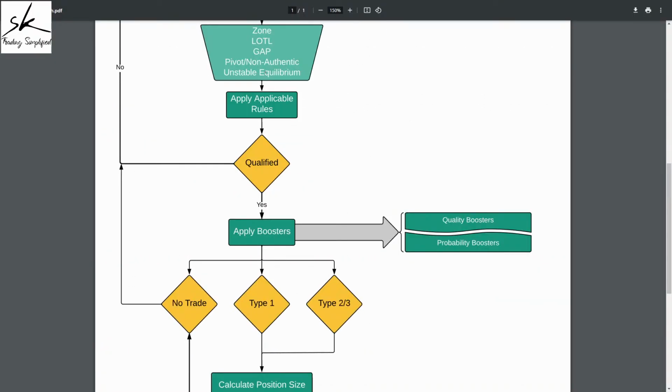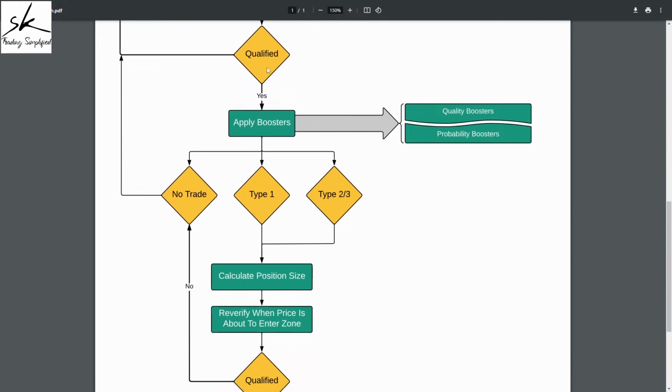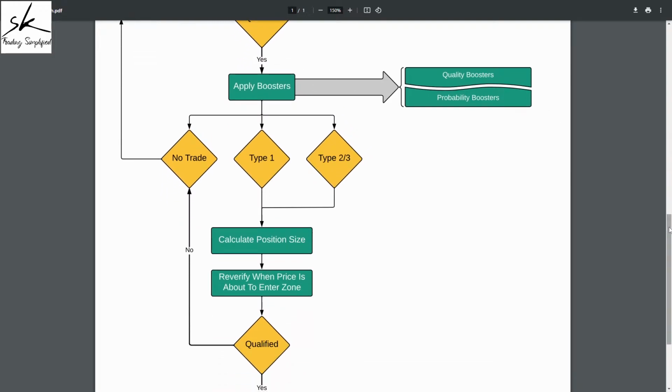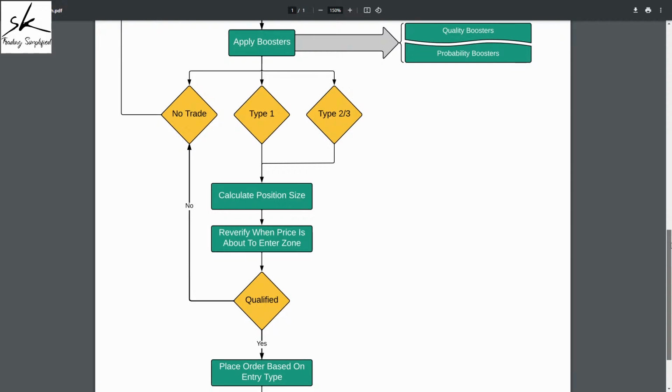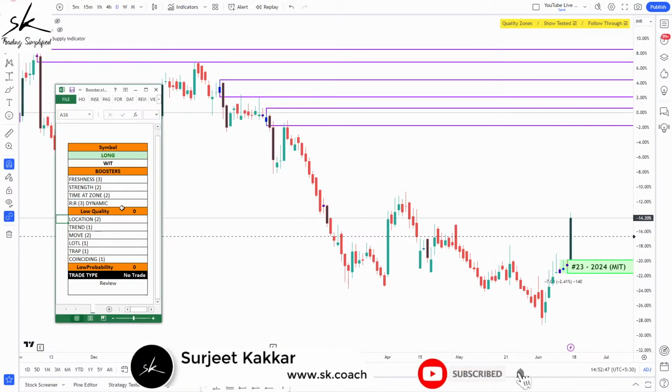So in such a scenario, even if I apply the gap rules, this will be a pro gap for us, and it is an open gap. It is on the daily time frame. Those are the conditions we look for. Pivot non-authenticity not applicable, and unstable equilibrium again not applicable. So after applying all the applicable rules, the fact is only gap was applicable, nothing else was applicable, and none of these conditions disqualified the zone. So is the zone qualified for us? The answer is yes. So now that we know that the zone is qualified, we can move ahead to the next step, which is the booster scoring.